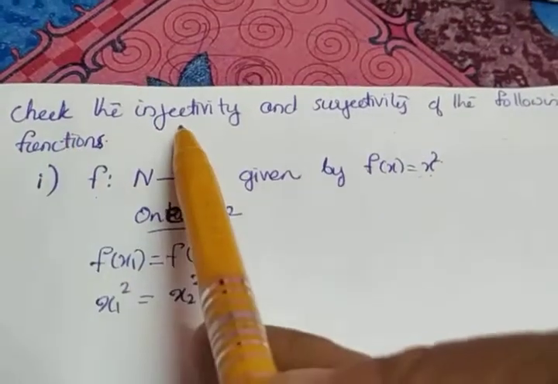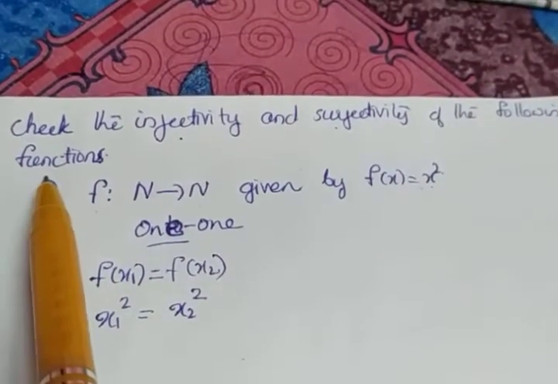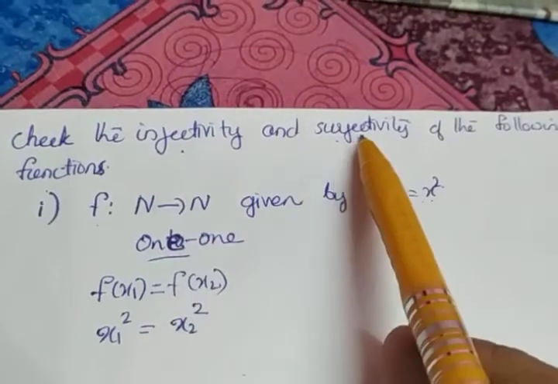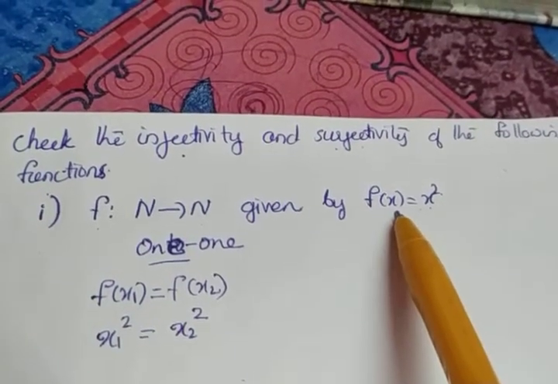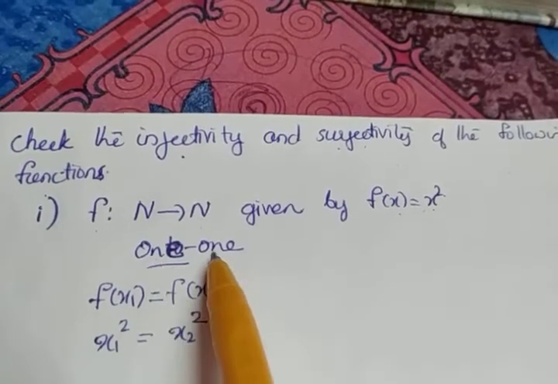The question is, check the injectivity and surjectivity of the following function. That means we have to check whether it is one-one and onto. First question: f from N to N given by f of x equal to x square. So we are going to check whether it is one-one or not.